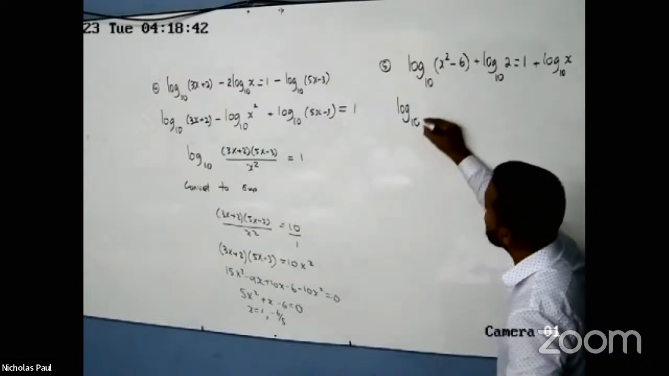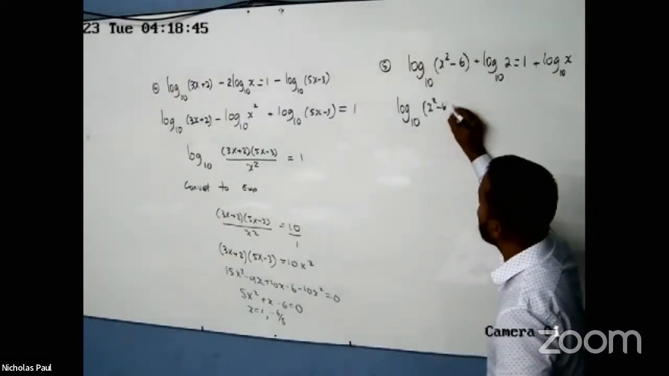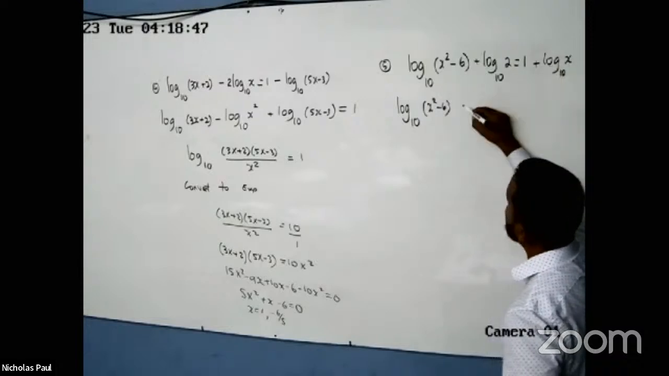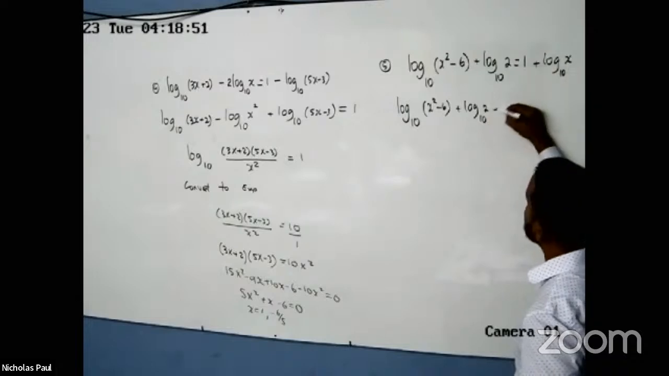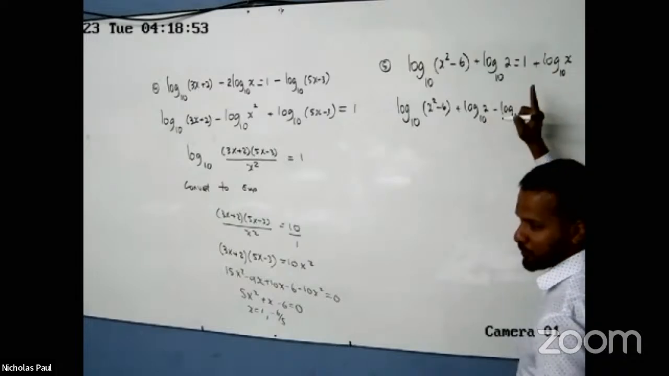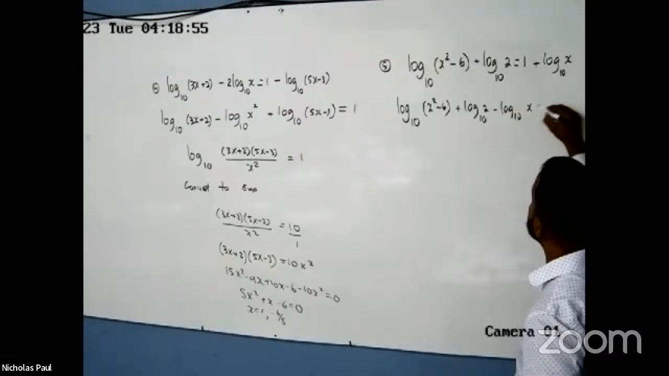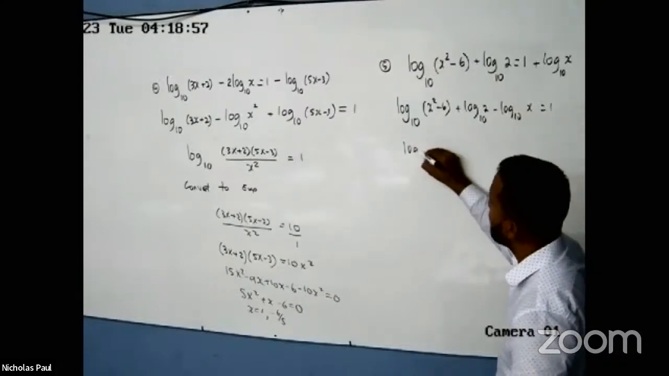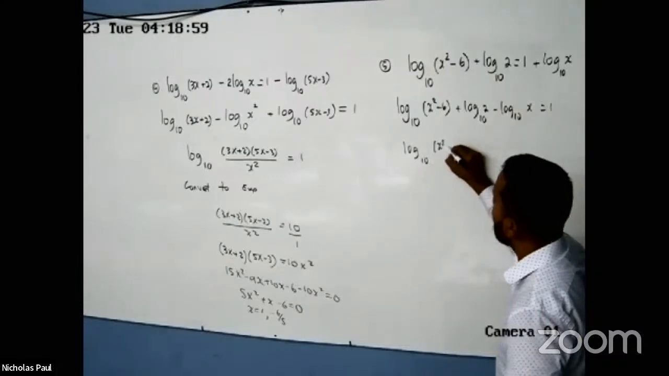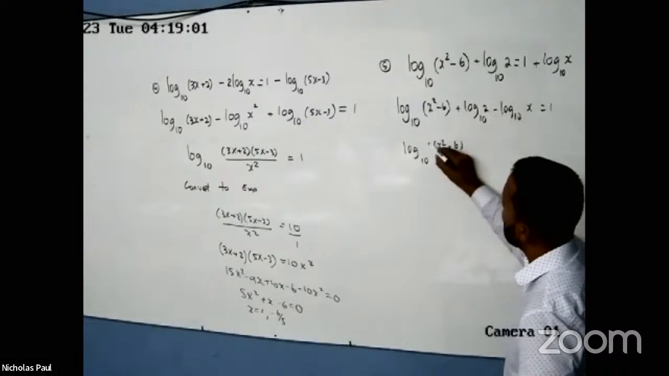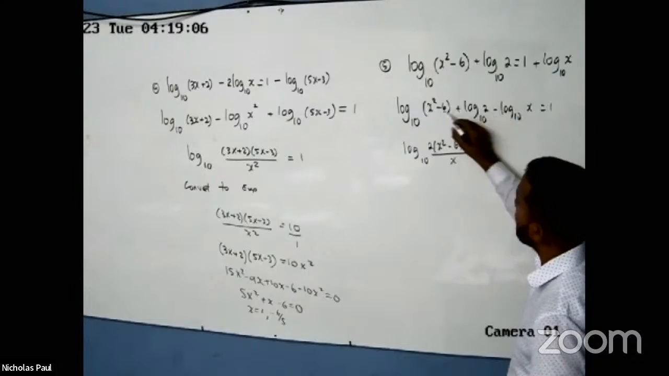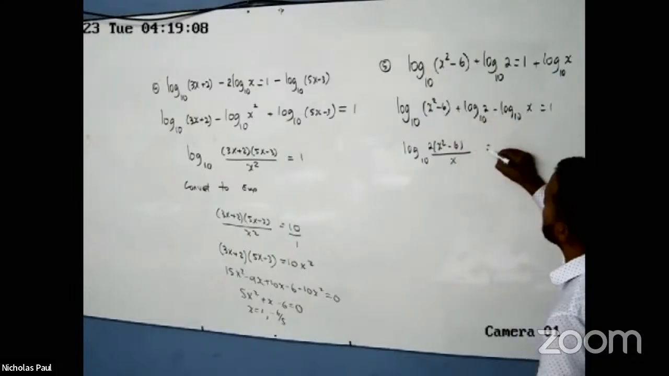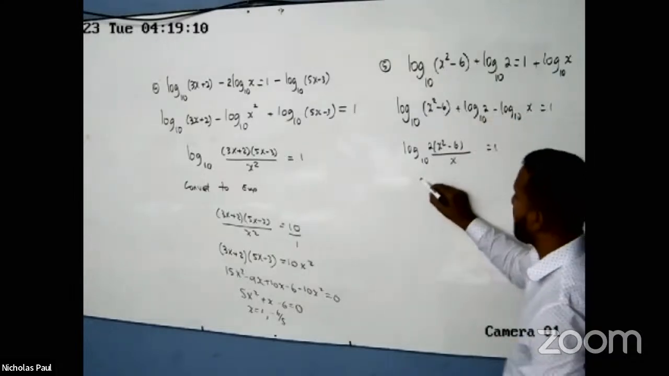So log to the base 10 of x squared minus 6. You bring this across. Log to the base 10 of 2. You bring it across now. Right? I didn't bring it across the first time. Is equal to 1. So this is log to the base 10 of x squared minus x multiplied by 2 divided by x. So this multiplied by this divided by x is 1. Right? Second to last step.